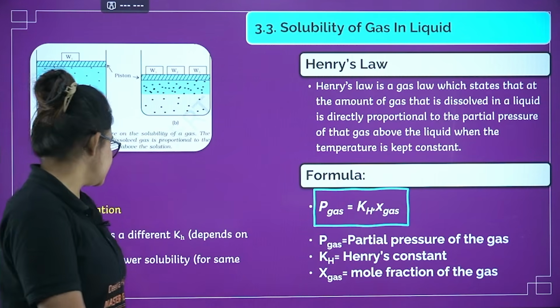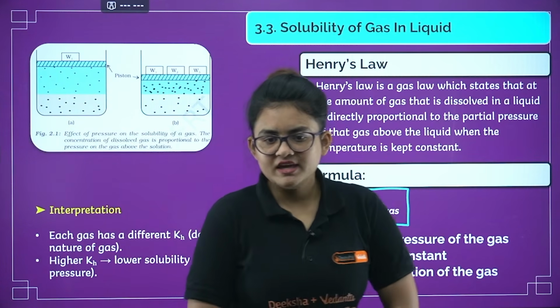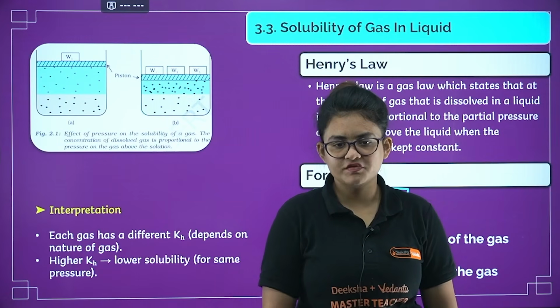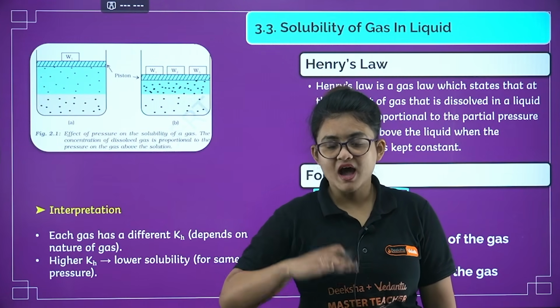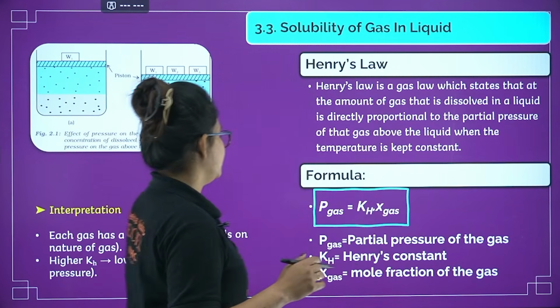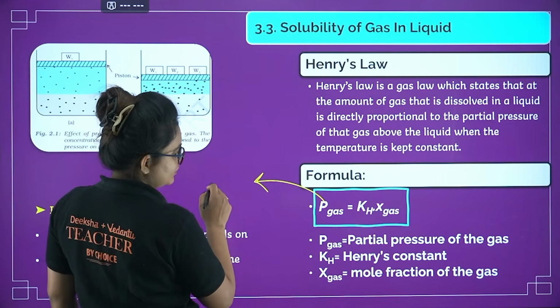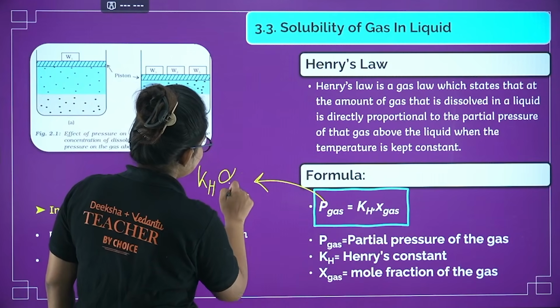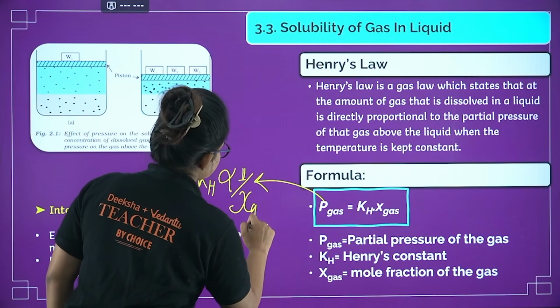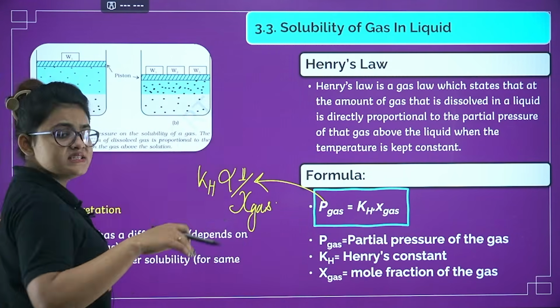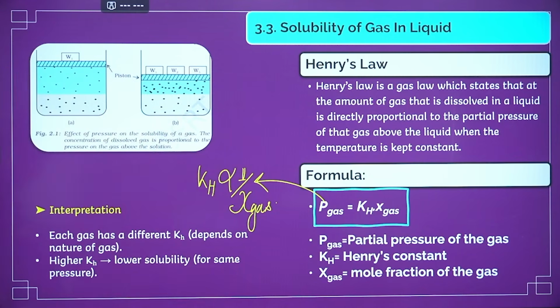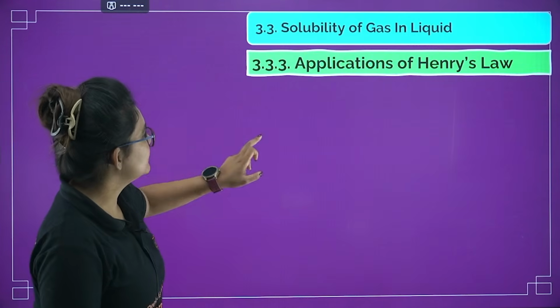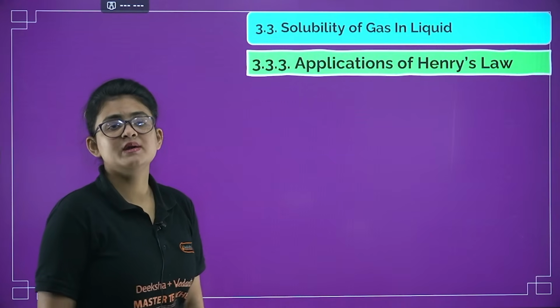Here comes the interpretation. Each gas has a different KH value. It depends upon the nature of the gas, and always remember, the higher the KH value, the lower the solubility. Why? Because from this equation you can see KH is inversely proportional to the mole fraction of the gas. So if KH is increased, solubility will decrease. They are inversely proportional. I guess it's clear to you.